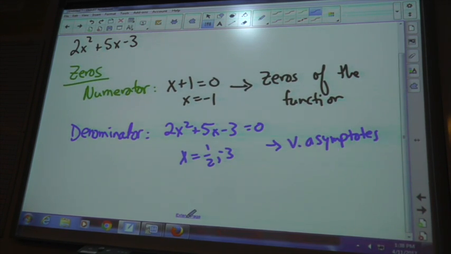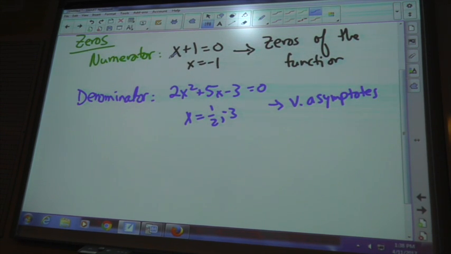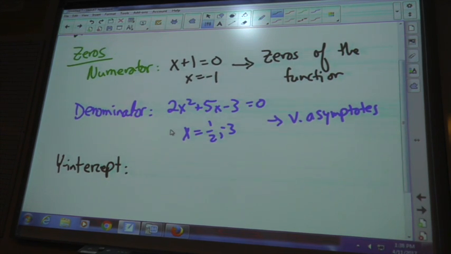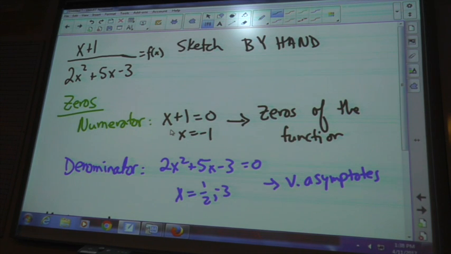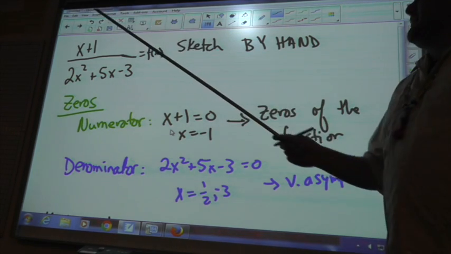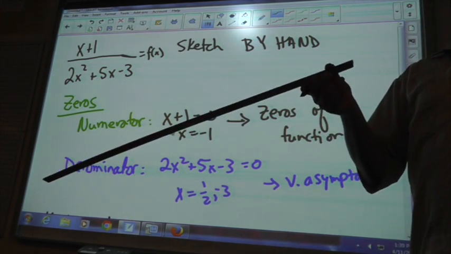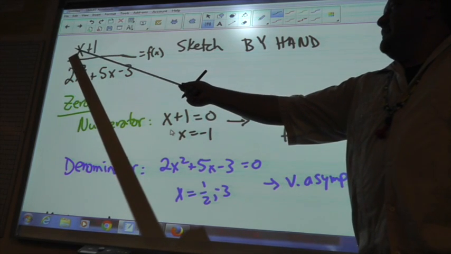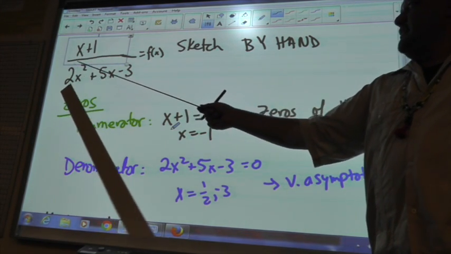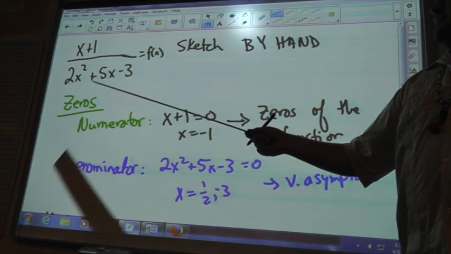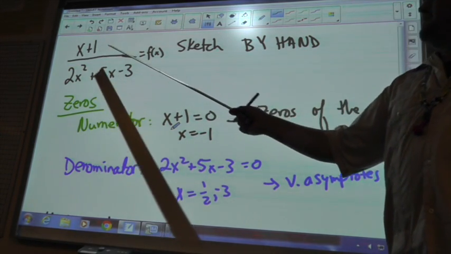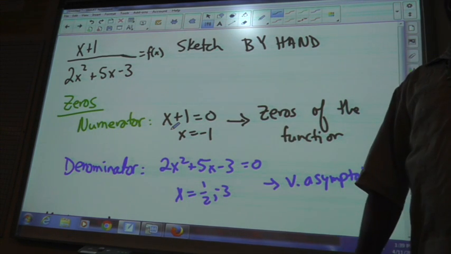Now there's one more zero that we're forgetting about, and that's the y-intercept. The y-intercept is actually really, really easy to find if you just realize this. The y-intercept means x equals 0, right? If x equals 0, that's gone, and that's gone. So what's left over? 1 over -3. Do you guys see that?